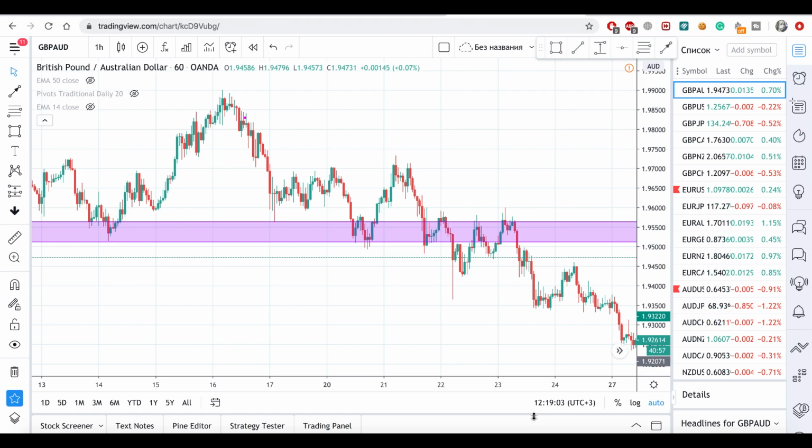Here's Pound Australian dollar, again 1 hour time frame. In a downtrend, to draw the Fibonacci retracement tool, we set the base at the recent swing high and connect that with the recent swing low. So let's do this.